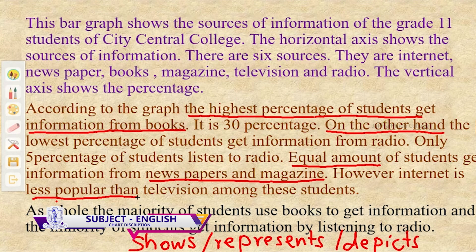As a whole, the majority of students use books to get information, and the minority of students get information by listening to radio. This is the conclusion drawn from the bar chart. Don't repeat the same words here. When describing the key data, we use the word highest, so avoid that word in the conclusion. In the conclusion, we use the word majority. If we use highest there, we can use majority here. So don't repeat the same words.